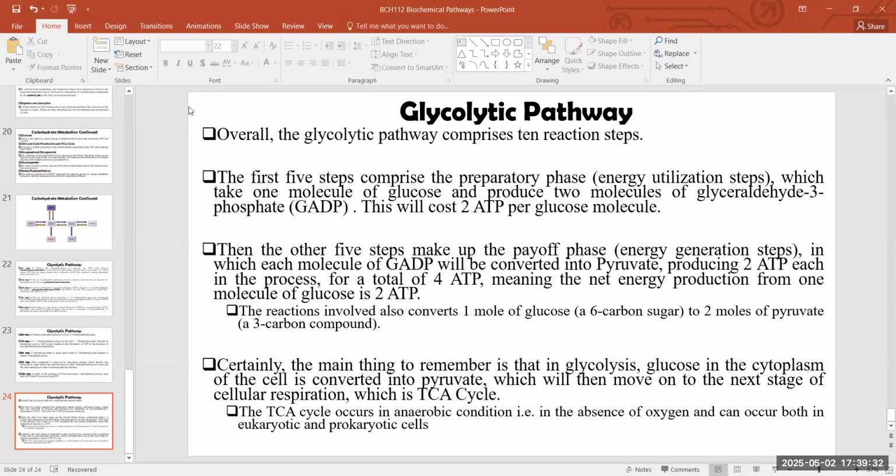If the reaction stops there, it means that the cell is not economical in energy metabolism, because about 15 times, or let me say 17 times, the energy produced by glycolysis will be produced at the end of the TCA cycle and electron transport chain.